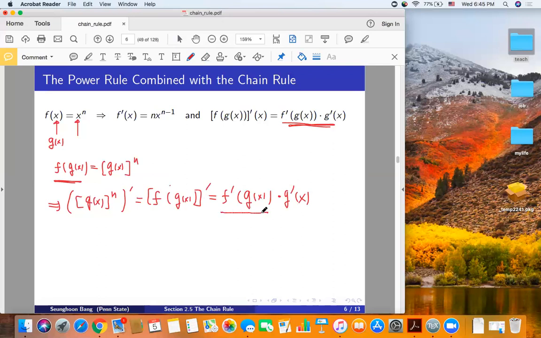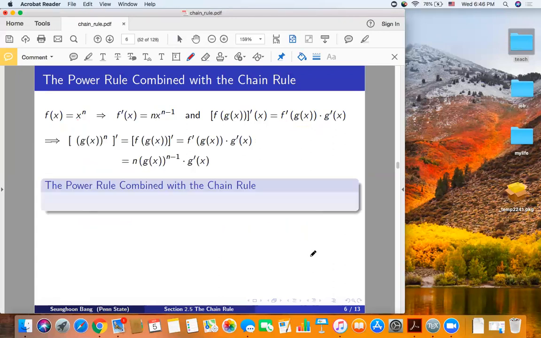What is f prime of g of x? You plug g of x into f prime of x. You plug g of x into x. So the first part is n times g of x to the power n minus 1, times the remaining part, g prime of x. That's it. This is the rule. How can you find g of x to the power n prime? n times g of x to the n minus 1 times g prime of x.